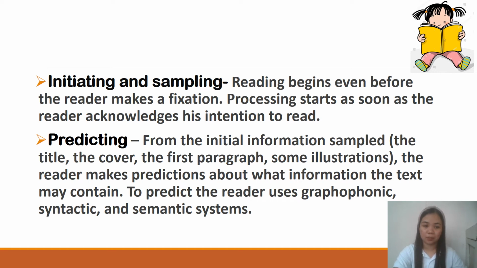Predicting. From the information sampled, the title, the cover, the first paragraph, some illustrations, the reader makes predictions about what information the text may contain. To predict, the reader uses graphophonic, syntactic, and semantic systems.